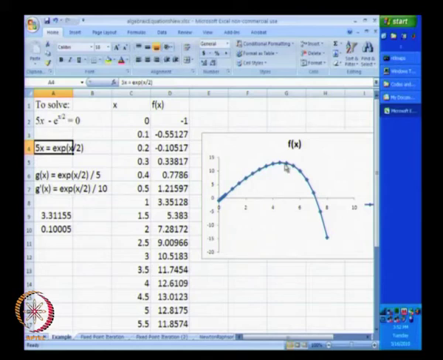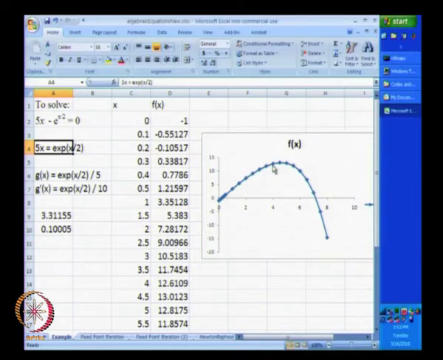Now there is a problem with Newton-Raphson's method, and that problem arises when our initial guess is at the maxima over here. The maxima occurs at around 4.22. The slope of this particular curve is 0, which basically means that the tangent is parallel to the x axis, essentially meaning that it does not intersect the x axis at any point.